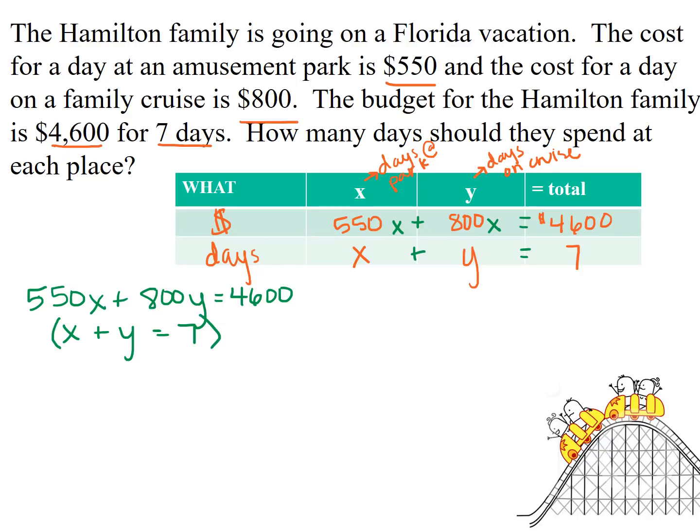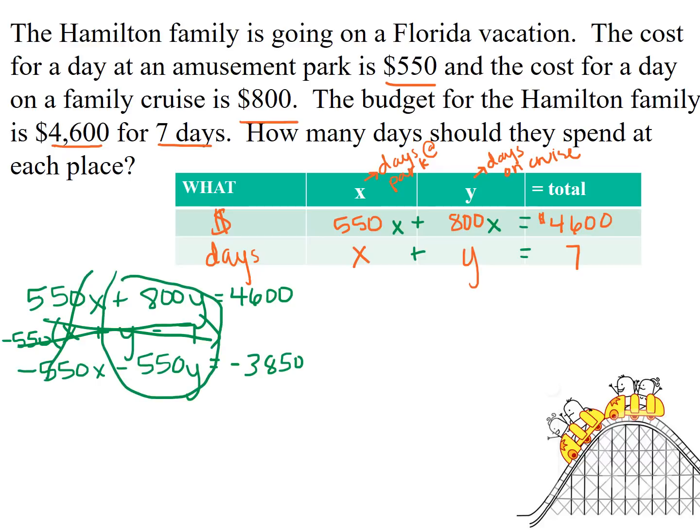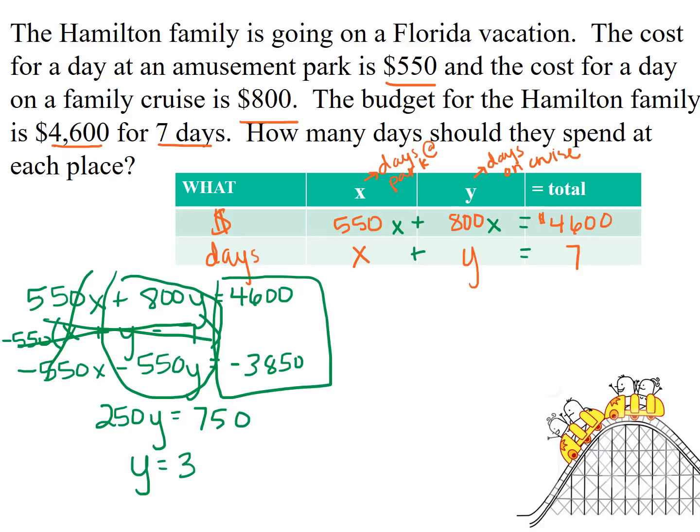So I'm going to multiply the bottom by a negative 550. Then I get negative 550x minus 550y equals negative 550 times 7, which gives me a negative 3850. So I'm no longer dealing with that second one. Remember, I manipulated that. My x's will cancel. When I combine my y's here, I should get 250y. And when I combine what's on the other side of the equal sign, I should get a positive 750. Then when I divide both sides by 250, we find out that y equals 3.